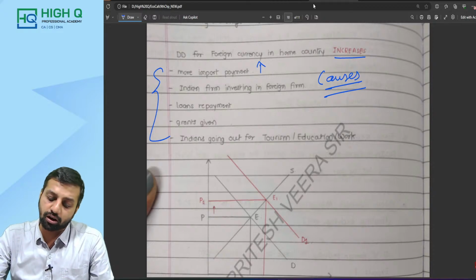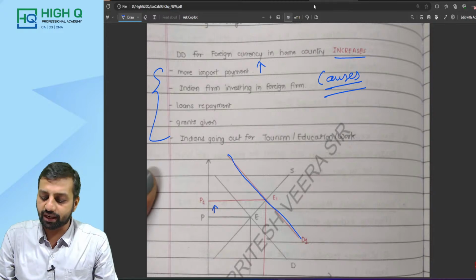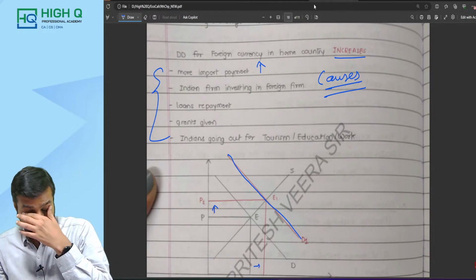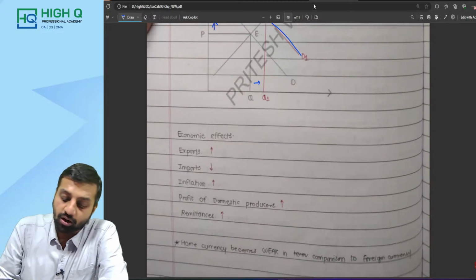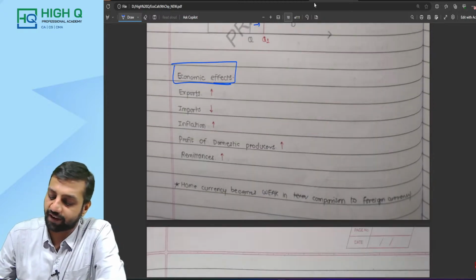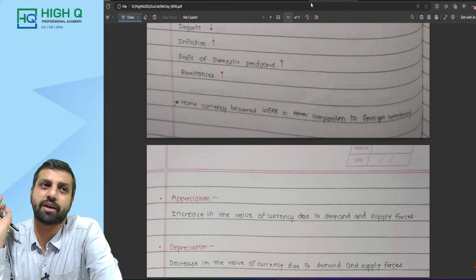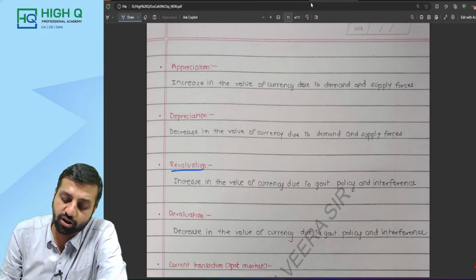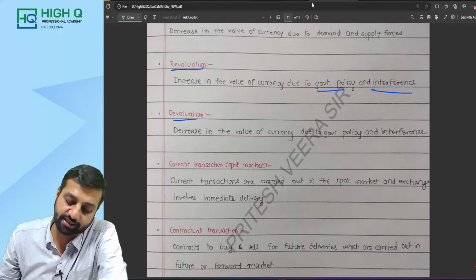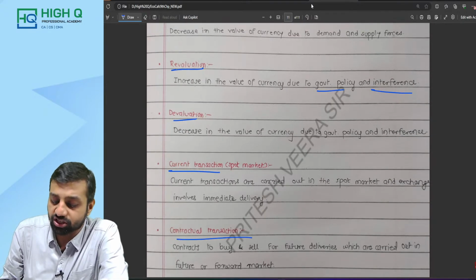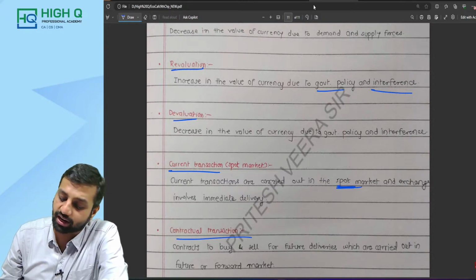So when the demand curve shifts to the right, there will be an increase. That is depreciation. Above were the causes, these will be the effects. Appreciation and depreciation are via demand and supply forces. Revaluation and devaluation is a purposeful activity of government policy and interference. Then there is a current transaction and a contractual transaction. Current transaction is the spot market, contractual is the future.